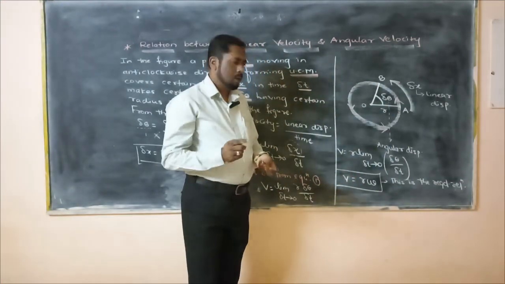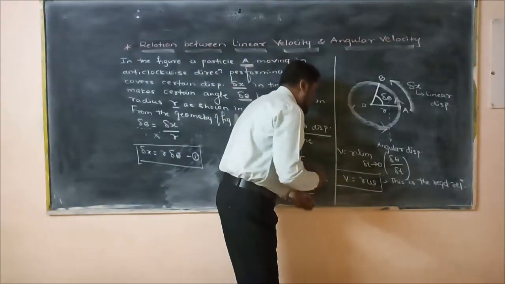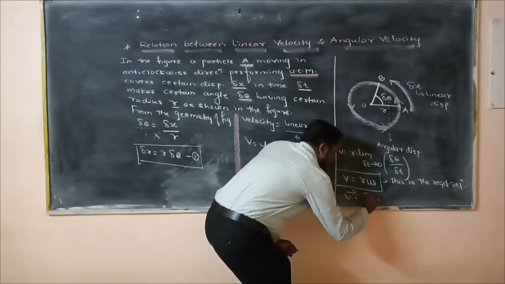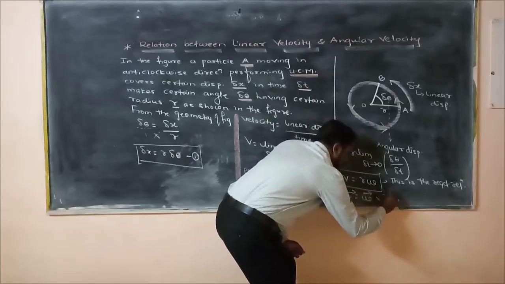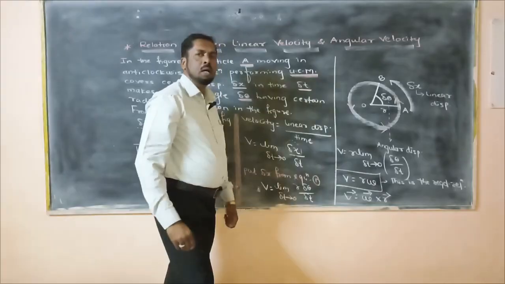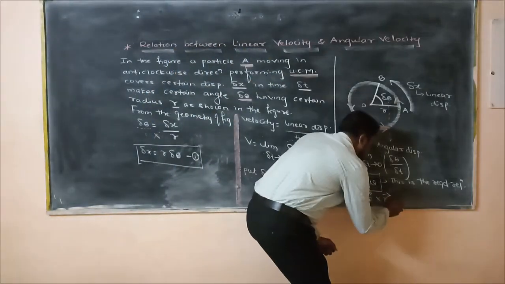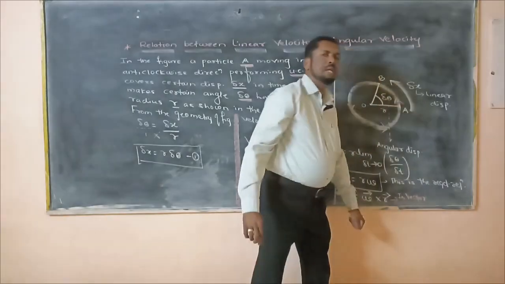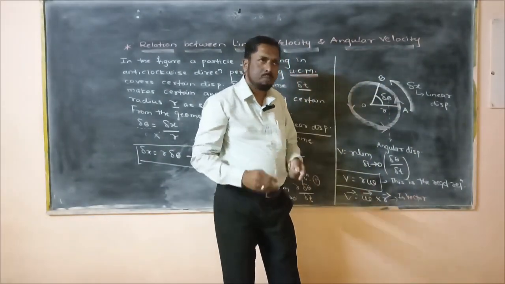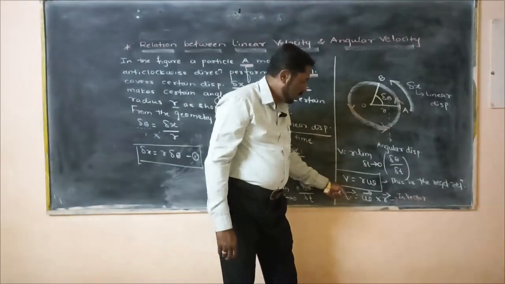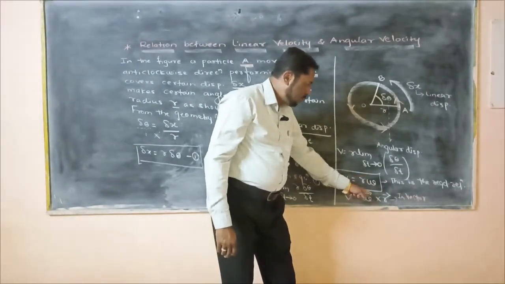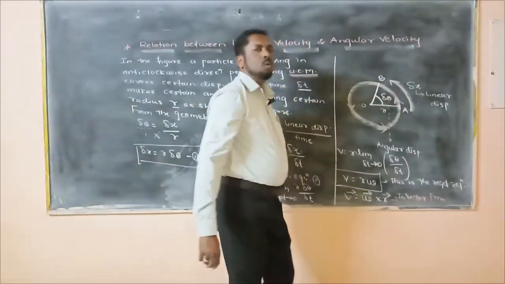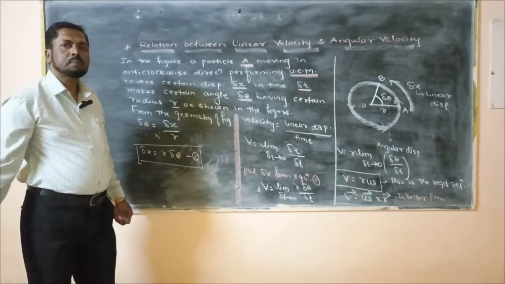In vector form, we can write it in this way. If we write in vector form, it becomes vector v is equal to vector omega cross vector r. This is in vector form. If a question is asked, write the relation between linear velocity and angular velocity in vector form, we have to write it in this way: vector v is equal to vector omega cross vector r. Okay, so watch it carefully.